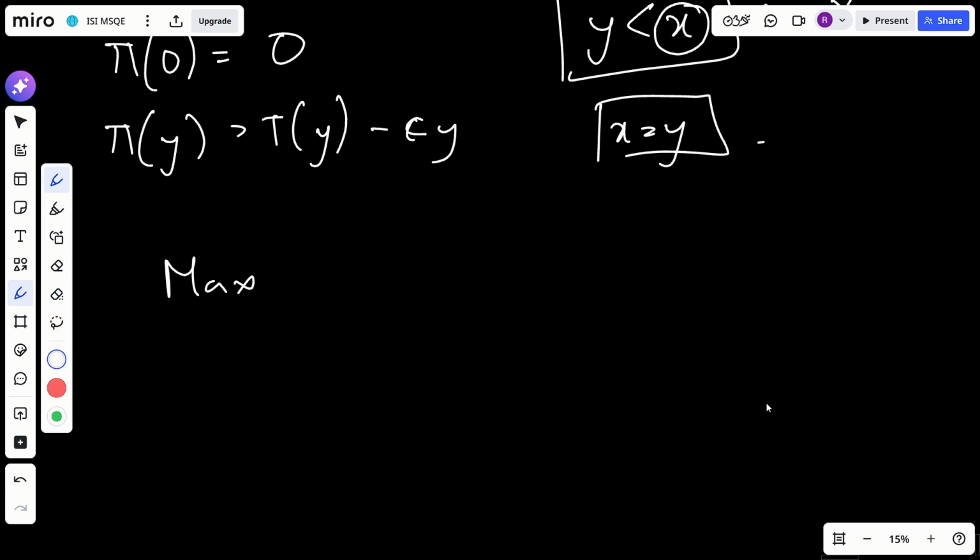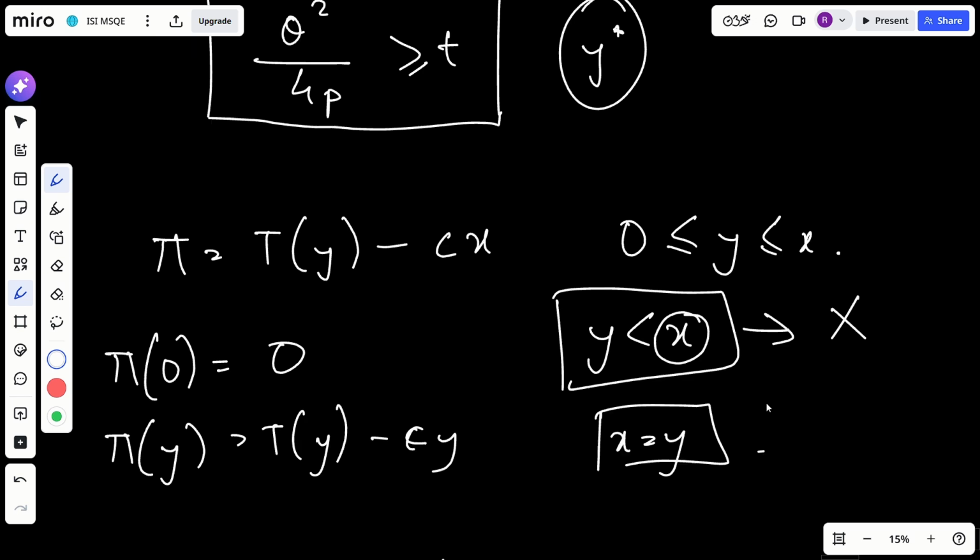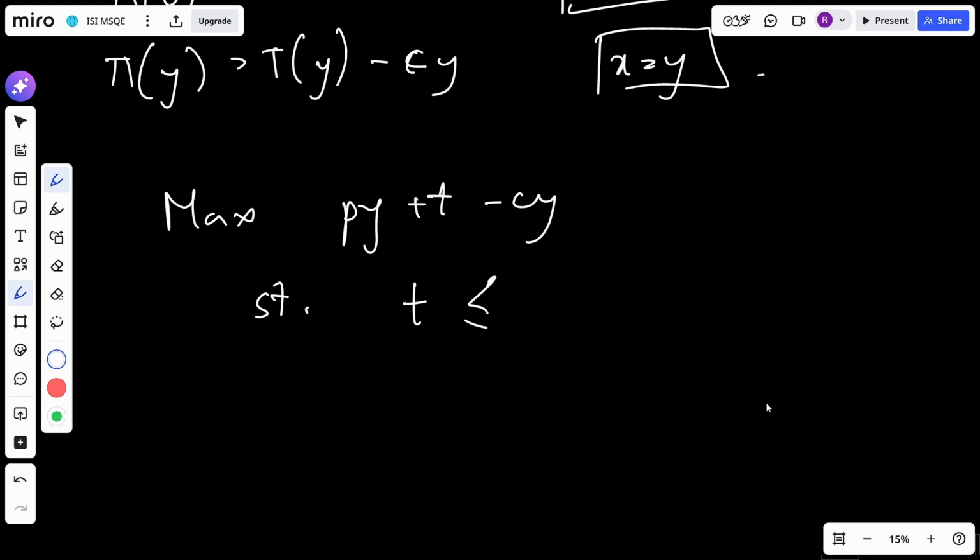So our profit is nothing but py plus t minus cy. There are two conditions. One of them is t is less than or equal to theta square by 4p, because he will only be able to sell a positive amount of the good when this condition holds. Also our second condition, that is x is equal to y.